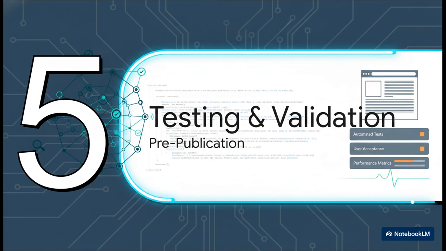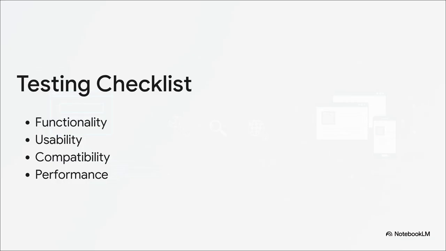Moving right along to part 5, testing and validation. We have officially reached the climax of our development process. Listen, before your page ever reaches the eyes of a real user, you absolutely must run through a pre-publication checklist. First up is functionality. You literally need to click every single link and test every single form.